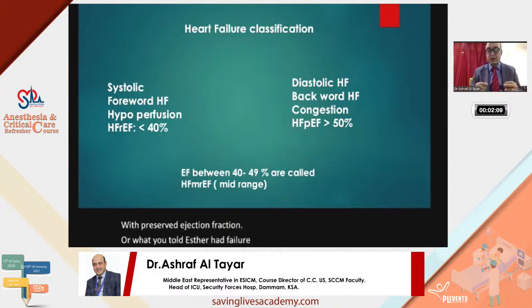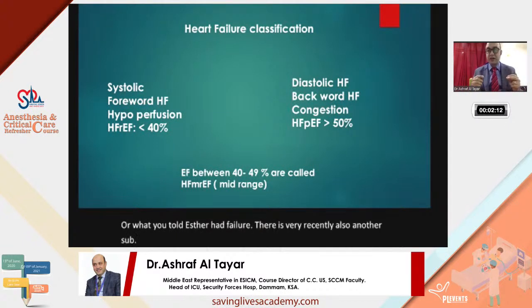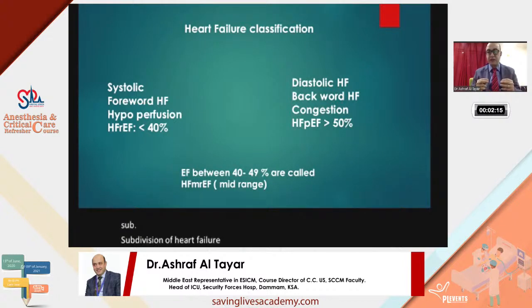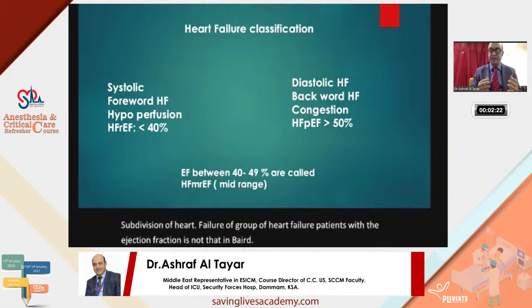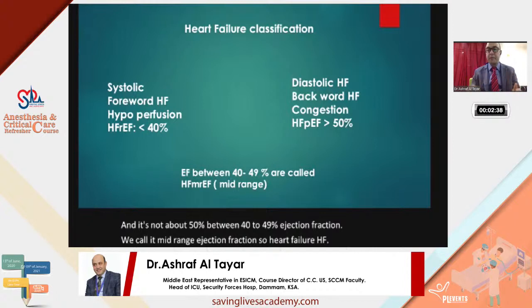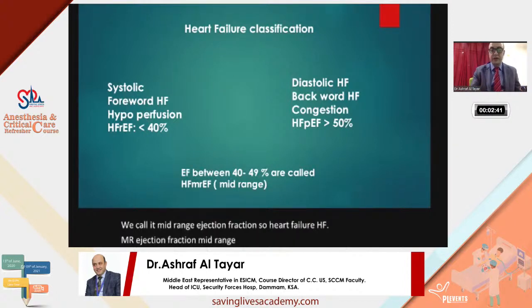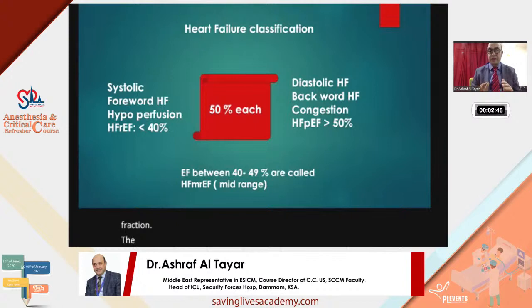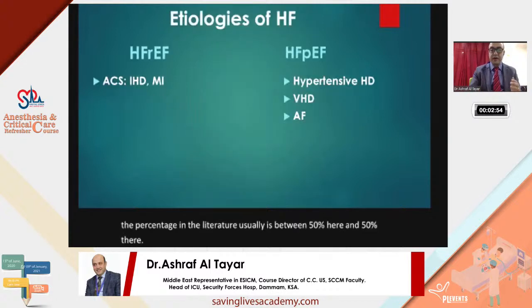There is very recently also another subdivision of heart failure patients, when the ejection fraction is not that impaired, but not less than 40%, and it's not above 50%, between 40 to 49% ejection fraction. We call it mid-range ejection fraction. So heart failure with mid-range ejection fraction, between 40 to 49 ejection fraction. And the percentage in the literature usually is between 50% here and 50% there. There is no solid data about this.